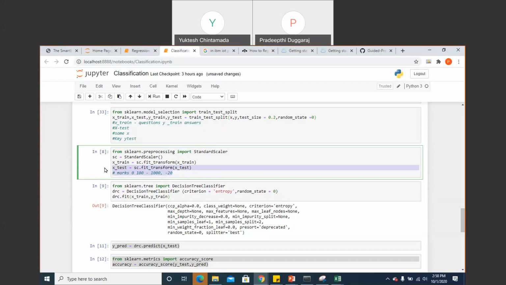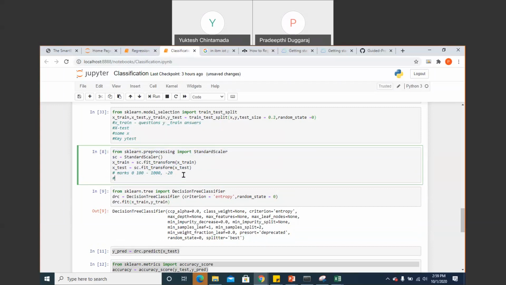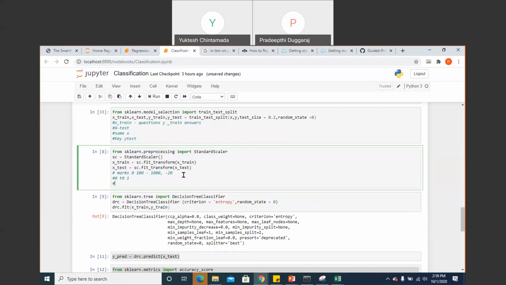So to remove the outliers, I am standardizing the whole inputs. Standardizing is nothing but I am making them come into a particular range of 0 to 1 or some minimum value to maximum value. Here standard scaler will take its own minimum range and maximum range, so that each and every value will be in the same range.